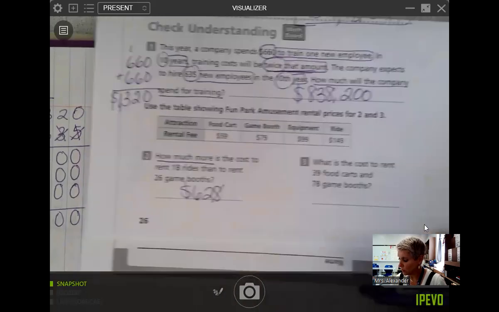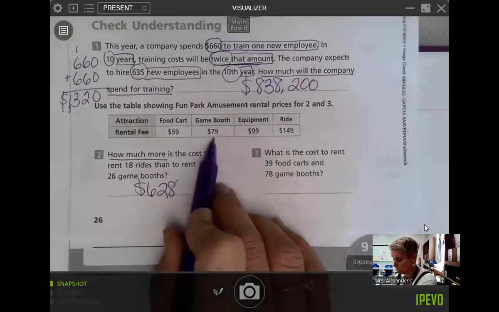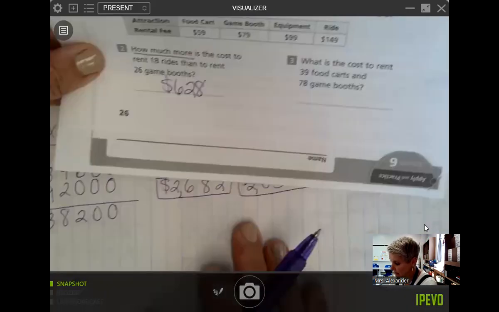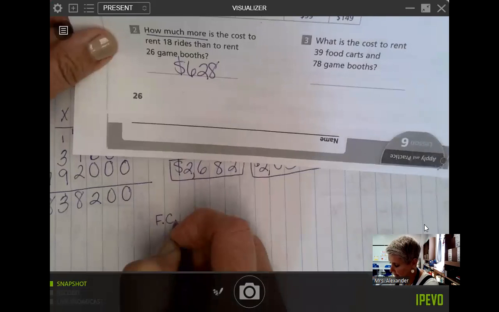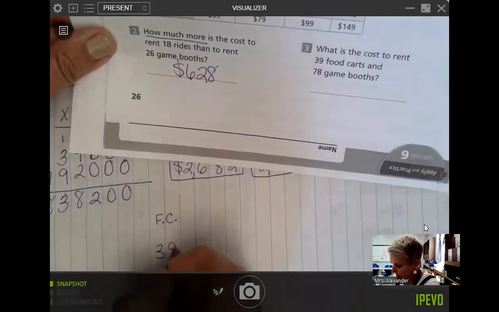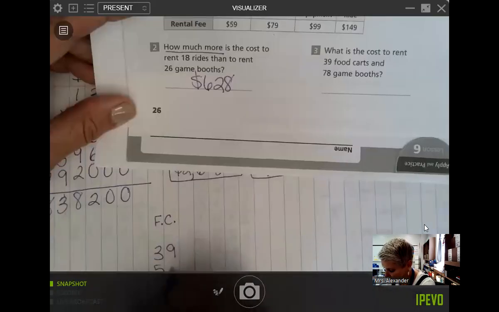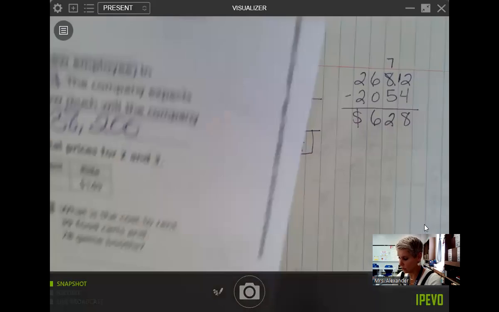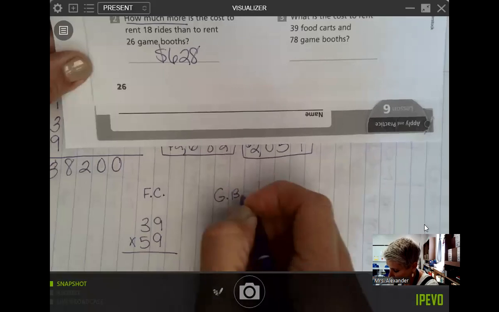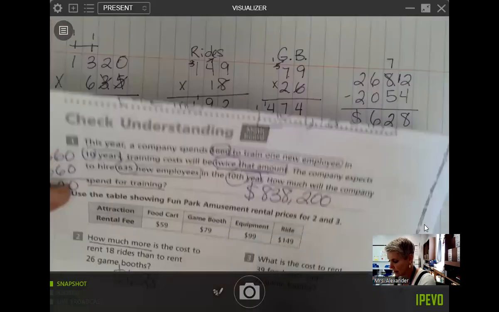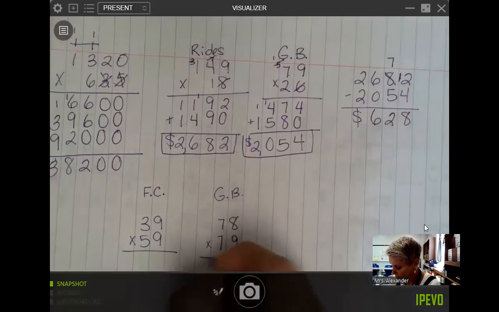Finally, what is the cost to rent 39 food carts and 78 game booths? So let's see. 39 food carts. So we'll abbreviate FC for food carts. 39 times food carts cost $59 to rent. And then we're also doing game booths. We have 78, we're going to call those GB again, 78 game booths, and the cost is $79 to rent. So now I have my 2 equations to work on.